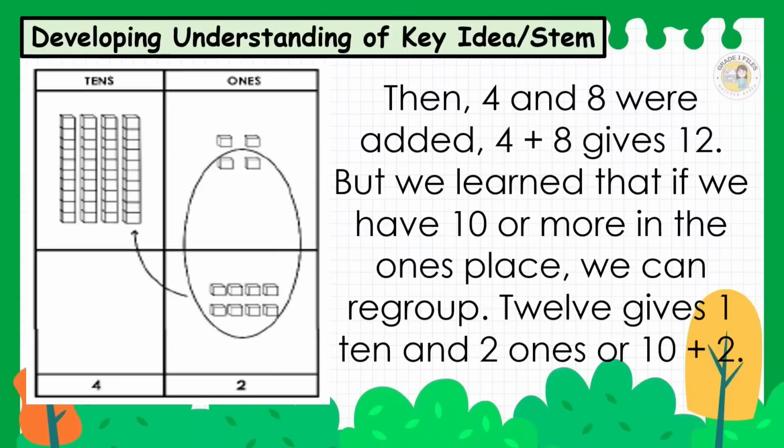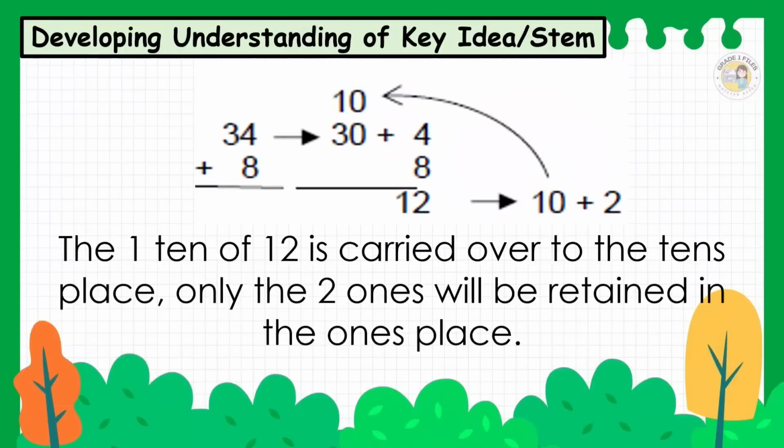But we learned that if we have 10 or more in the ones place, we can regroup. 12 gives 1 ten and 2 ones, or 10 plus 2. Then 1 ten, or 10, is carried over to the tens place. Only the 2 ones will be retained in the ones place.